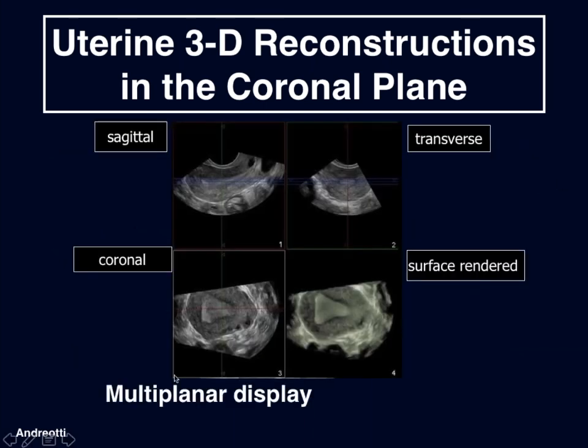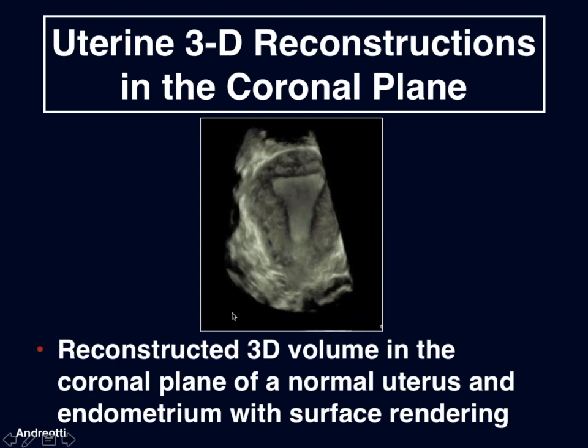And once we do our 3D sweep through the acquisition plane, the sagittal plane, a multi-format display, as we see here, will appear, where we also have the transverse view demonstrated, the coronal view in this quadrant, and then the fourth quadrant is used for the surface rendered view. And then we can take this image in the coronal plane, rotate it 90 degrees clockwise, and we have the image of the uterus in the coronal plane the way we like to look at it with the fundus on top.